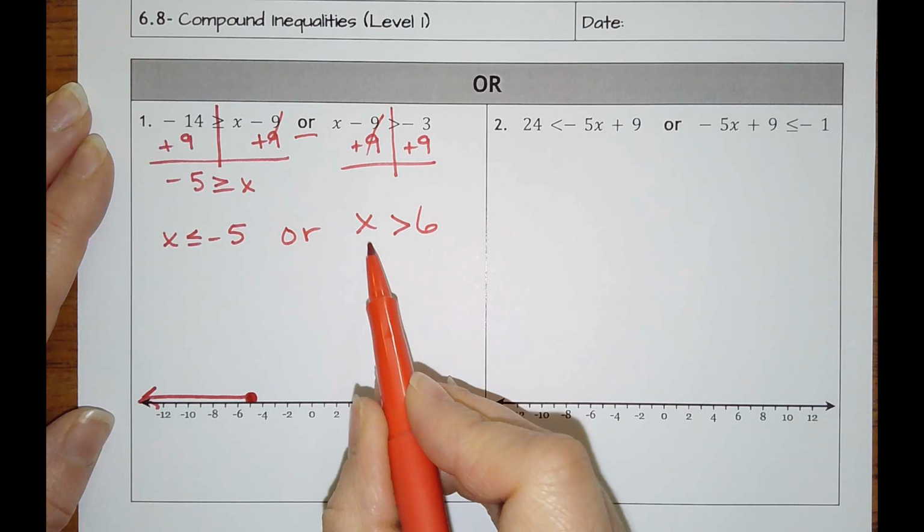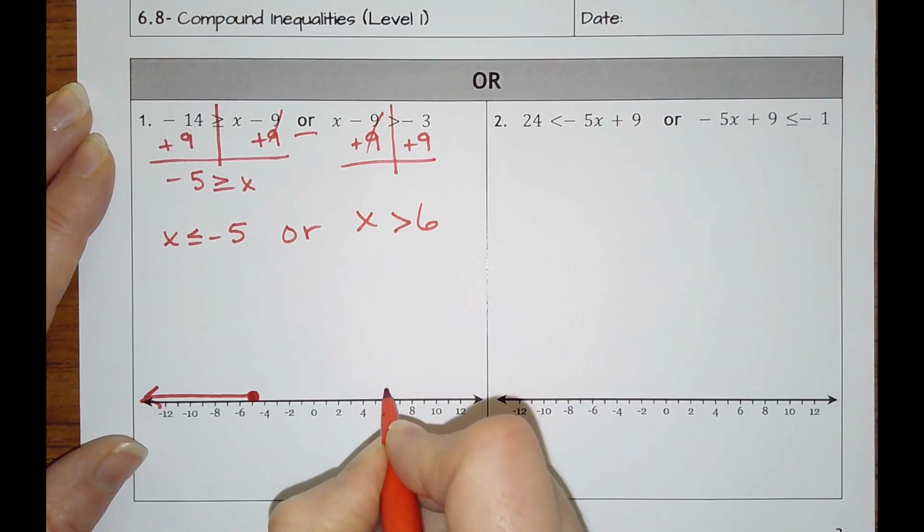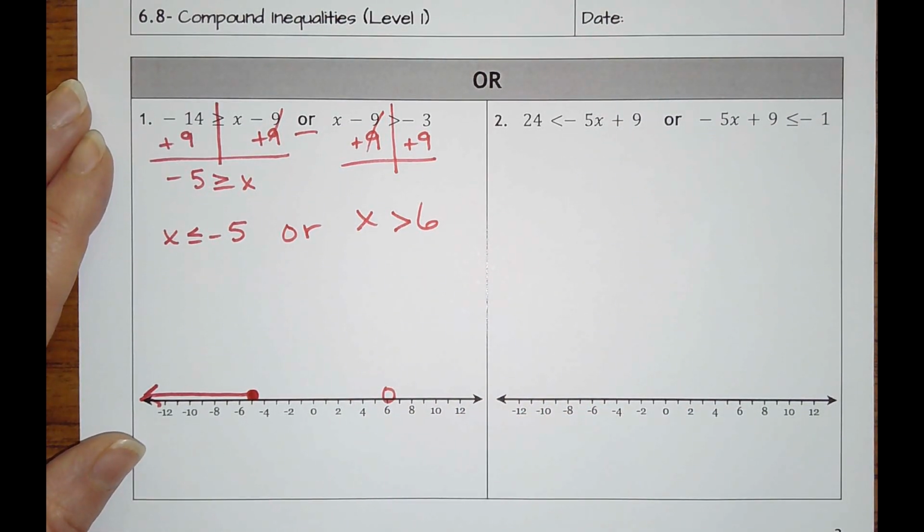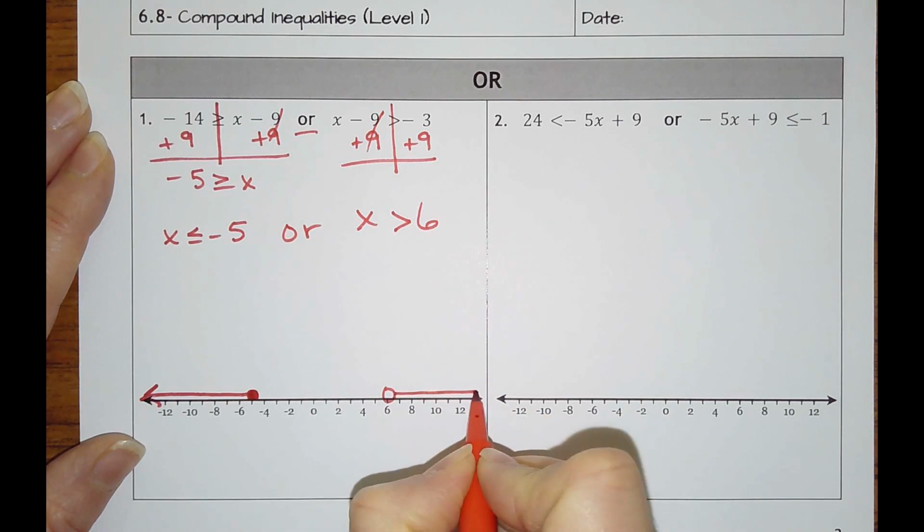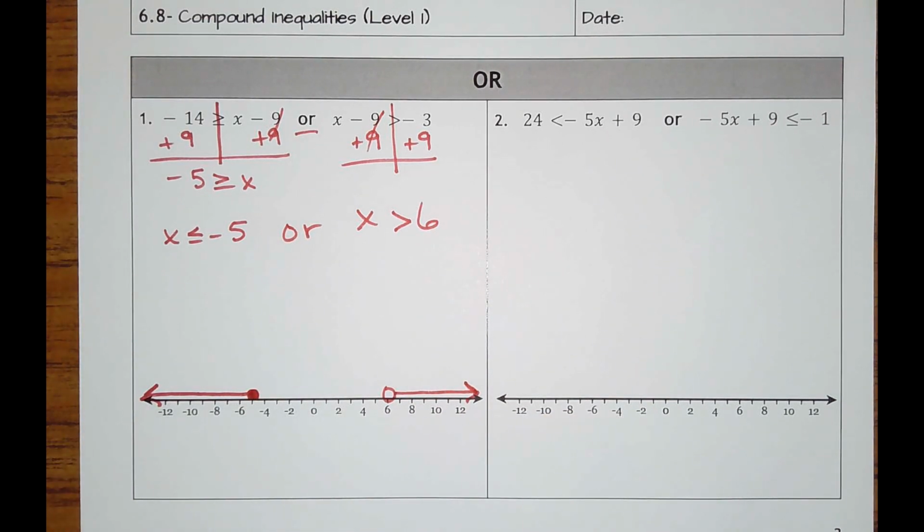Let's graph those answers. Numbers bigger than 6. 6 does not count, so I put an open circle. And I go to the right. And you would be done. That's it. X could be a number that's negative 5 or smaller than that, or x could be bigger than 6. So I'm going to throw some numbers at you.